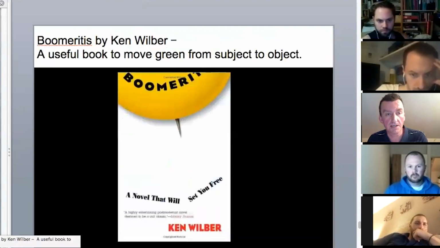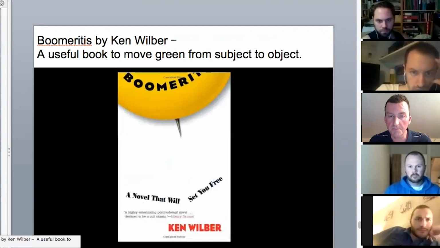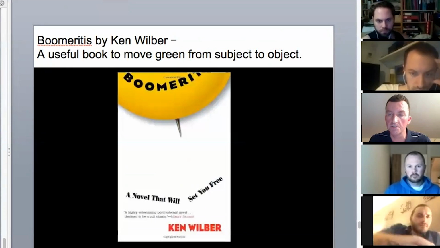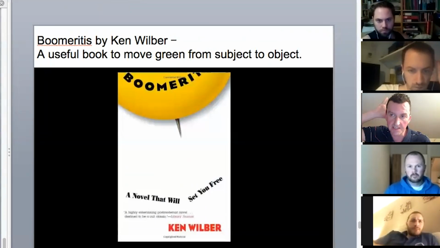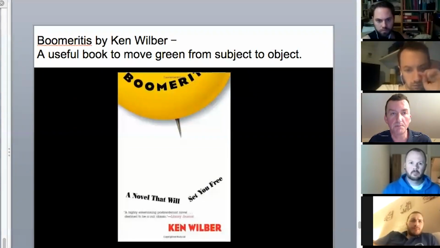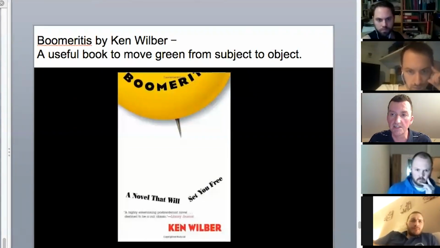And a good book to read if you're feeling the movement from going beyond green, if you recognize that's where you're at, and you're looking for something to really move that green system from subject to object. Boomeritis by Ken Wilber is excellent for doing that.